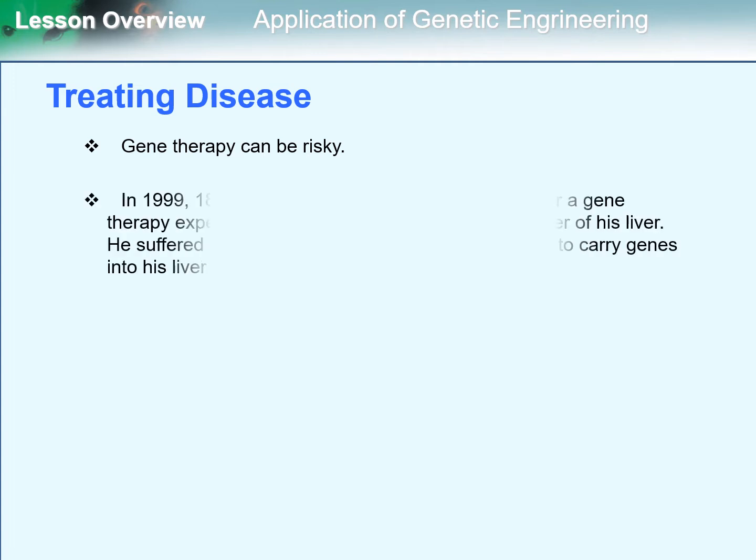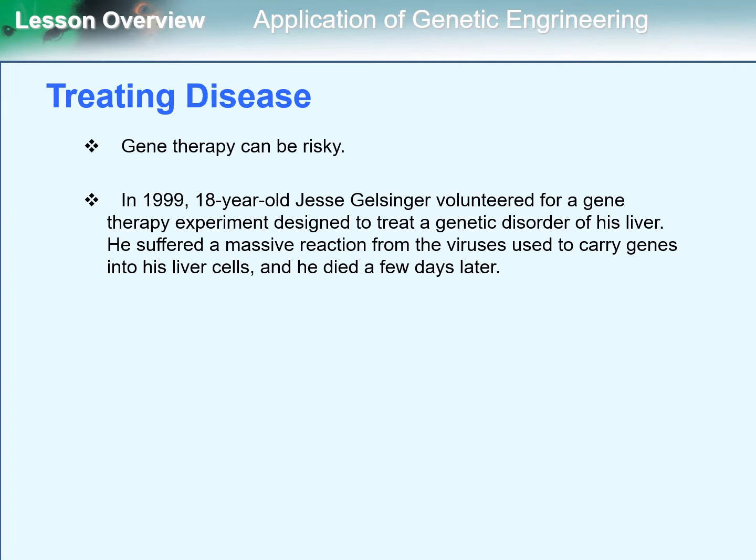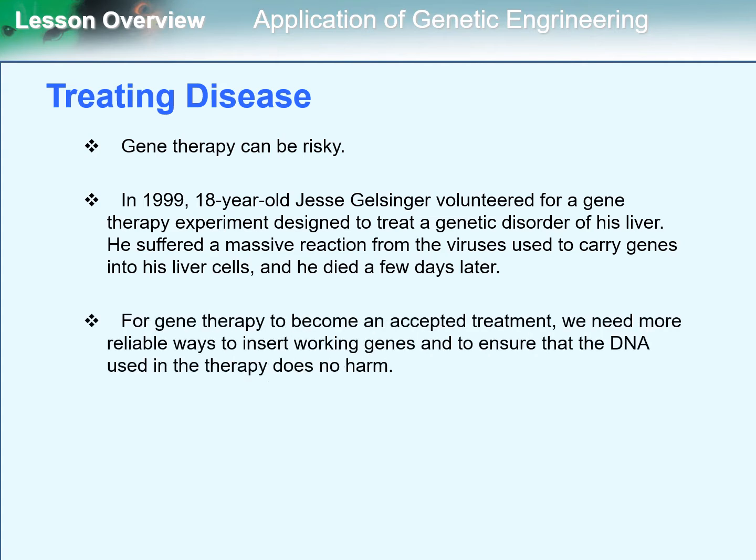Why is that so? In 1999, 18-year-old Jesse Gelsinger volunteered for a gene therapy experiment designed to treat a genetic disorder of his liver. Unfortunately, he suffered a massive reaction from the viruses used to carry genes into his liver cells, and he died a few days later. So for gene therapy to become an accepted treatment, we need more reliable ways to insert working genes and to ensure that the DNA used in the therapy does no harm.